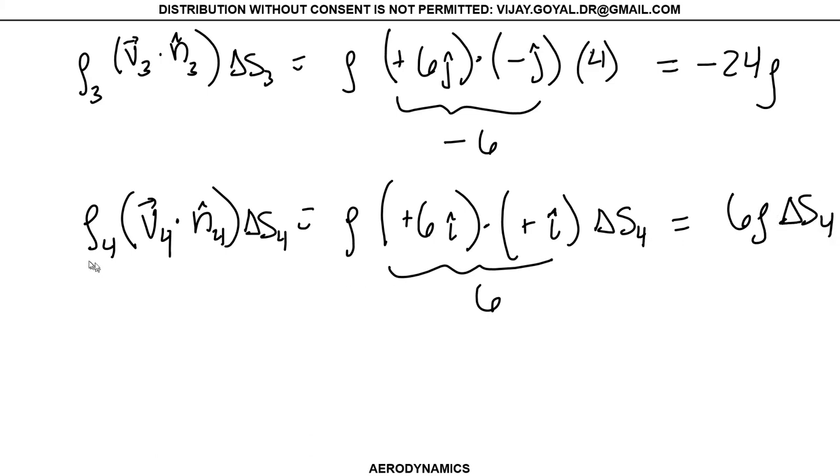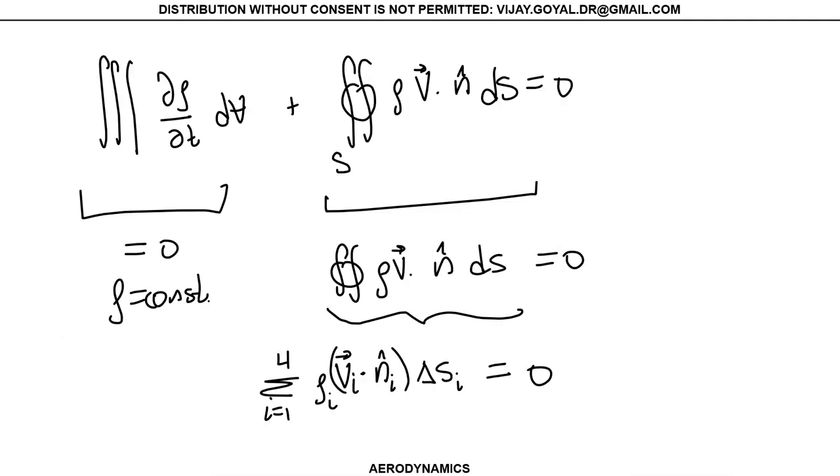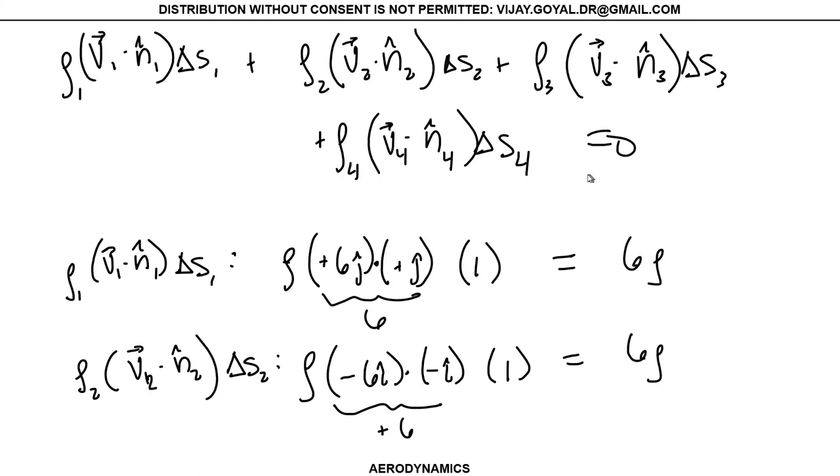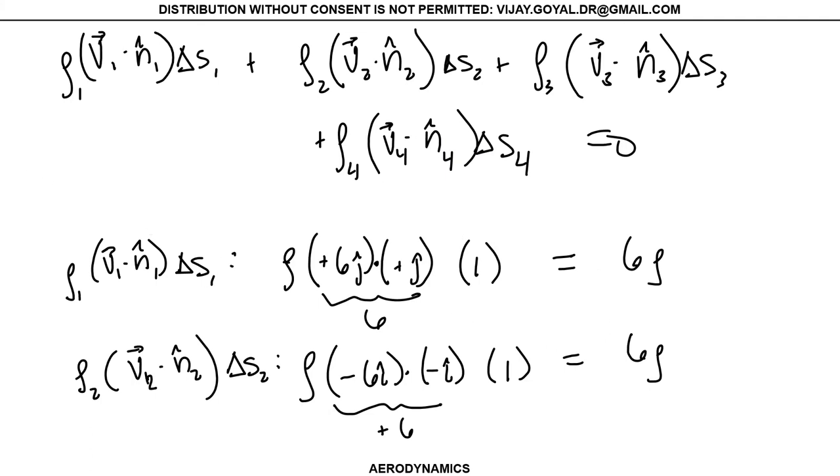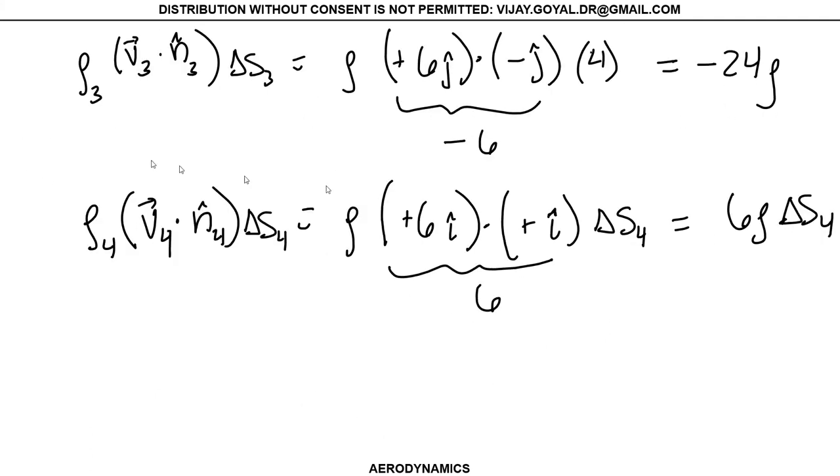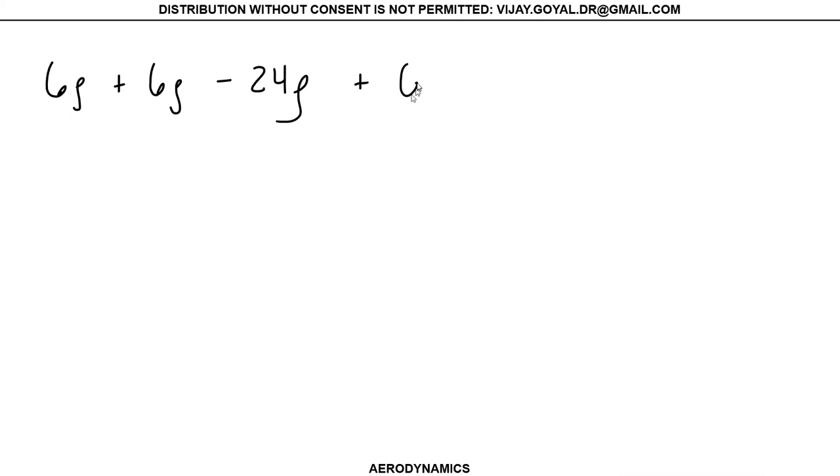So now we apply this equation, the continuity equation. We add all of these quantities and set them to 0. Okay, so if I do that, I get 6 times rho plus 6 times rho minus 24 rho, and plus 6 rho delta S4, all of this is equal to 0.